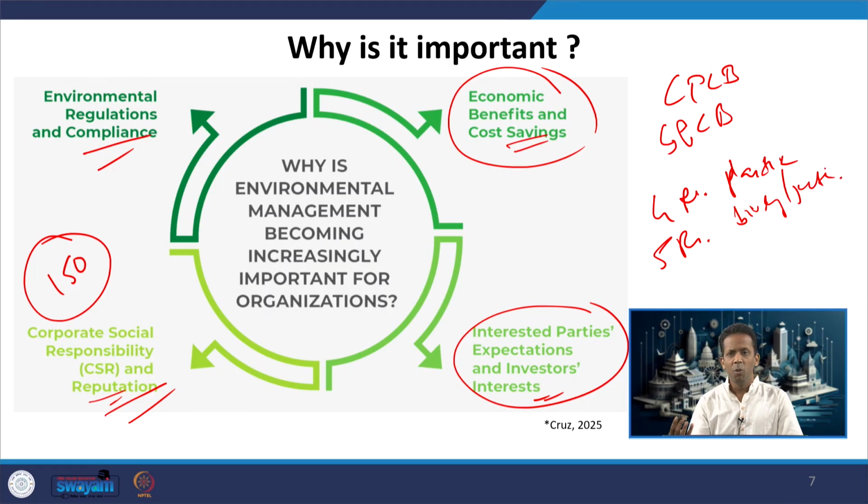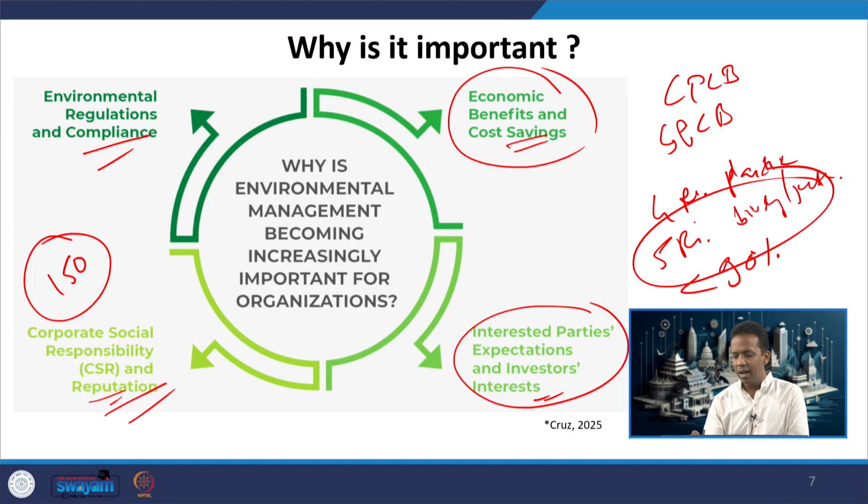I think more than 90% of the people would go for the 5 rupees, because it is just an additional 1 rupee, but that gives the sense of satisfaction that okay, with one of these small actions we contributed towards the environment. So, that is the expectation of interested parties. So, these are different reasons why environmental planning and management is becoming important for organizations.